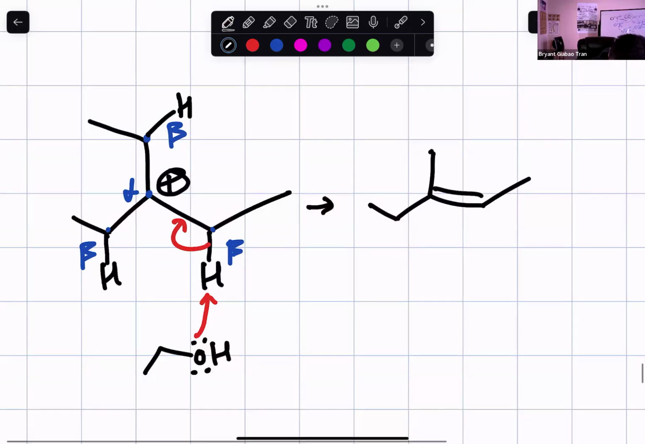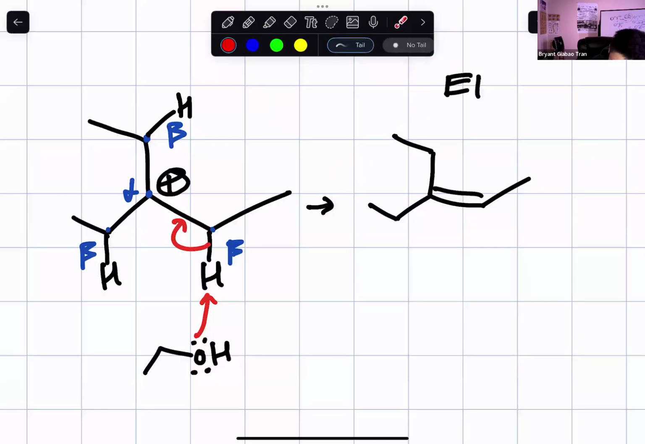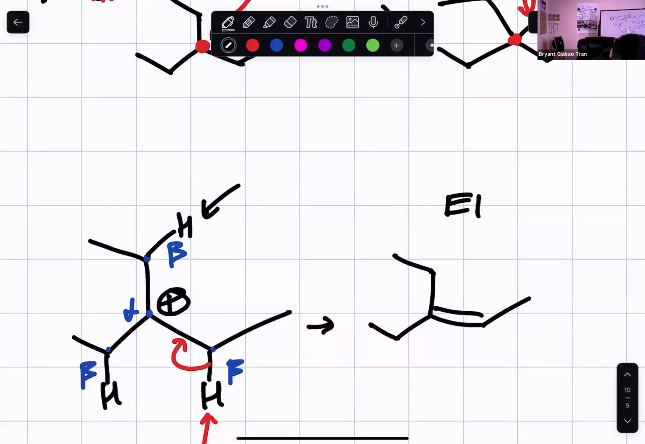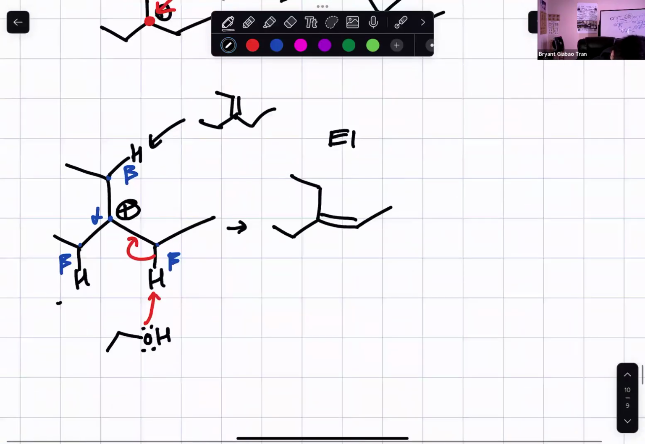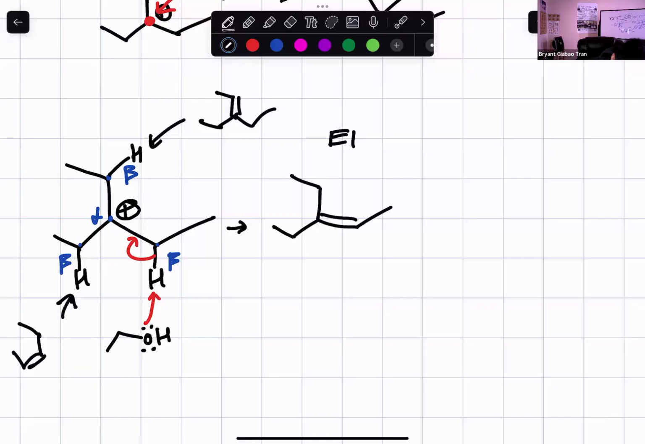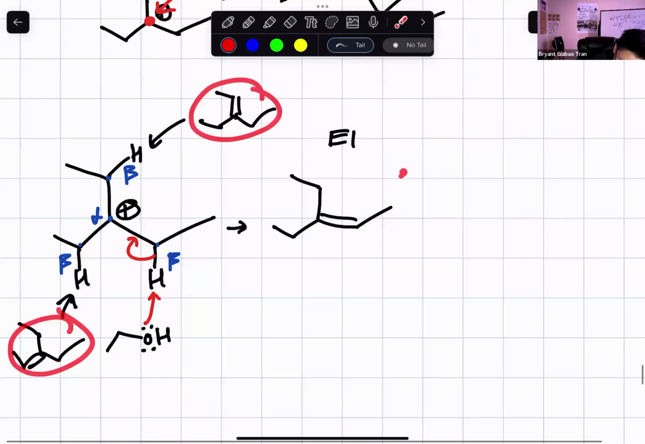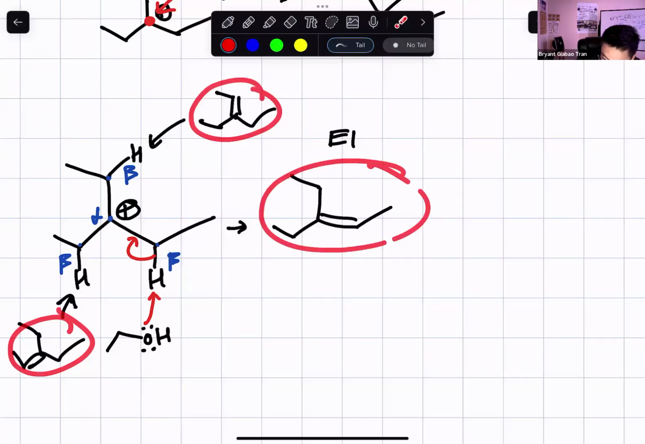That was E1, right? And this is going to be our major E1 product, which is going to be the same if we grab this hydrogen or that hydrogen. It's going to be symmetrical, right? If we grabbed this hydrogen, we would have gotten this product. If we grabbed this hydrogen, we would have gotten this product here, right? Because when we grab the hydrogen, it's going to make a double bond right there towards the positive charge. And all of these molecules here are the same. They are identical, right? It's just rotated.